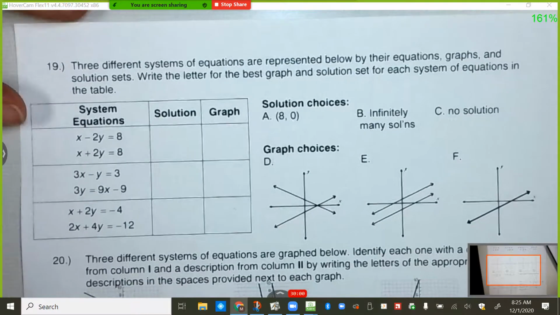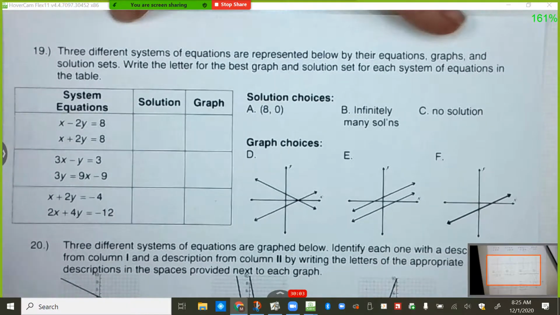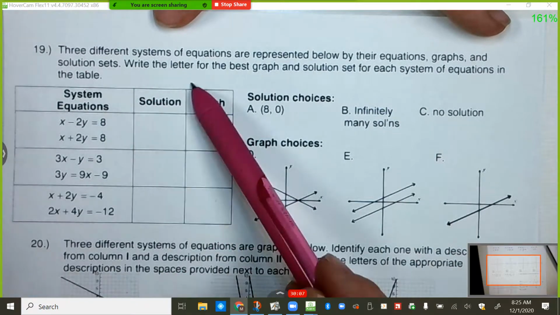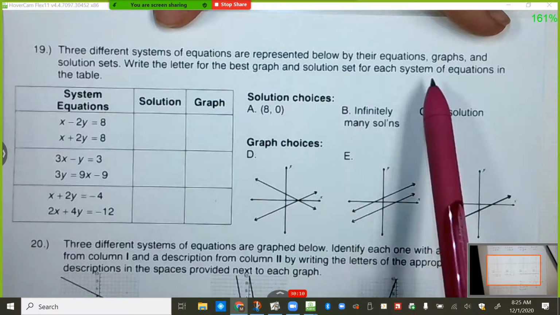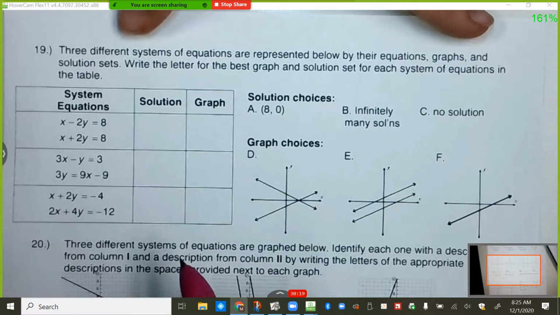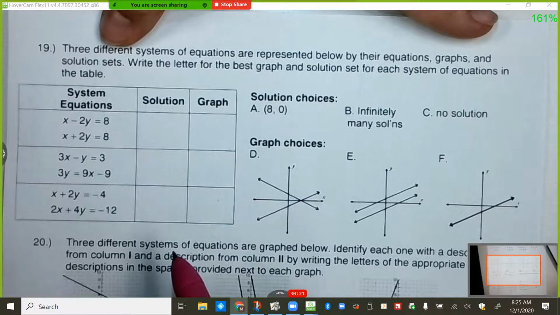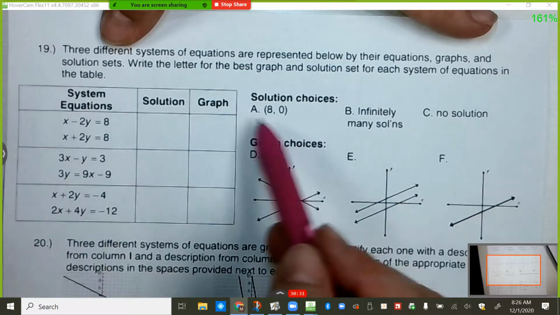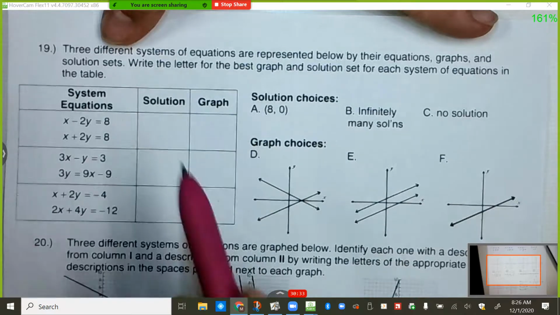Scroll so you can see it. 3 different systems of equations are represented below by their equation graphs and solution set. Write the letter for the best graph and solution set for each system of equations in the table. So, trying to figure out how I want to do this. We can solve them. I want you to realize too, you can find their slopes to know which ones do this. So let's do it that way.